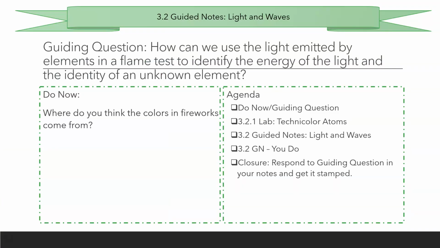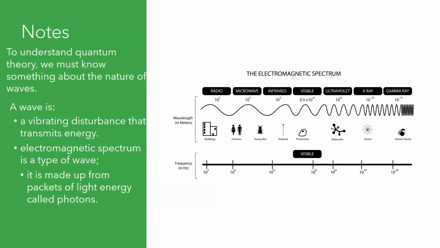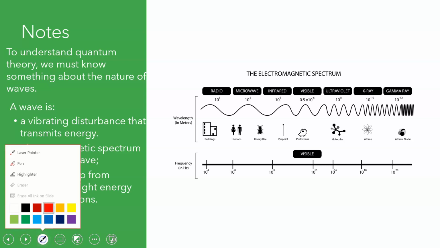In these notes we will look at the guiding question: how can we use the light emitted by elements in a flame test to identify the energy of the light and the identity of an unknown element? So for notes, you're going to need a highlighter this time.